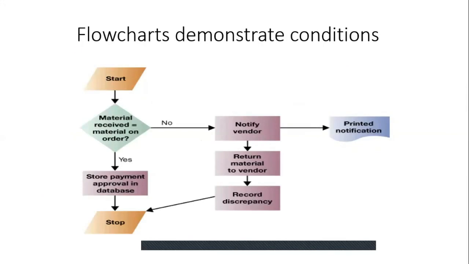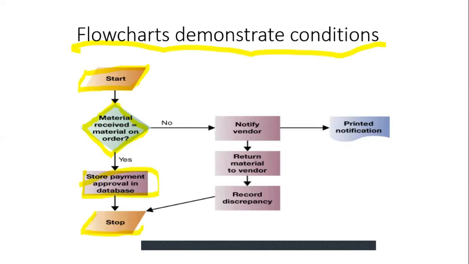So flowchart demonstrates conditions. For example, it contains some starting decision, then a decision about a certain condition, if else condition, then some operation, then stop condition, and several operations. So in this way, flowchart is demonstrated.